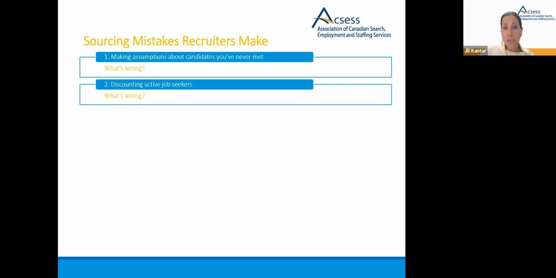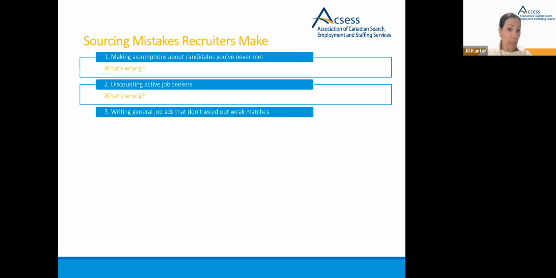One of the other mistakes that recruiters often make is just writing a general job ad that doesn't weed out weak matches. So one of the things I do is a lot of coaching and training around job ads, and how do we attract good candidates and the right kind of candidates. And again, that's only one aspect of what we do, right?